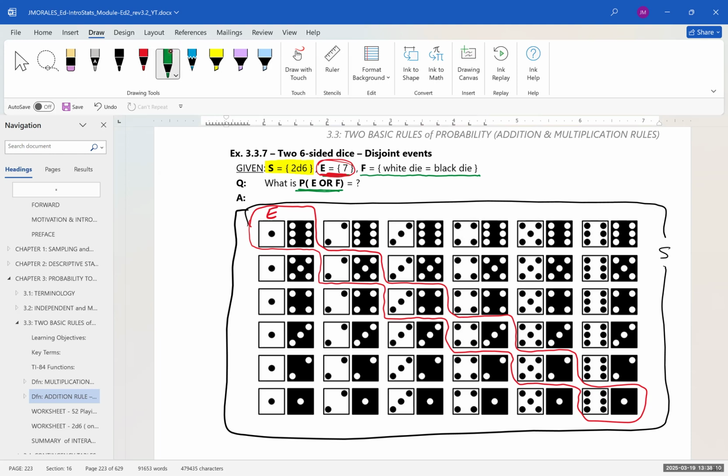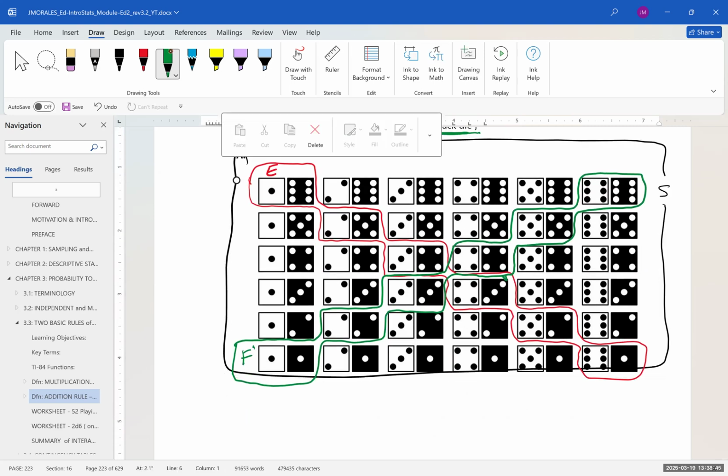How about event F? That's where the white die equals the black die. Well, that means they're both going to have the same number. So it's going to be 1, 1, 2, 2, 3, 3, 4, 4, 5, 5, and 6, 6. That is event F.